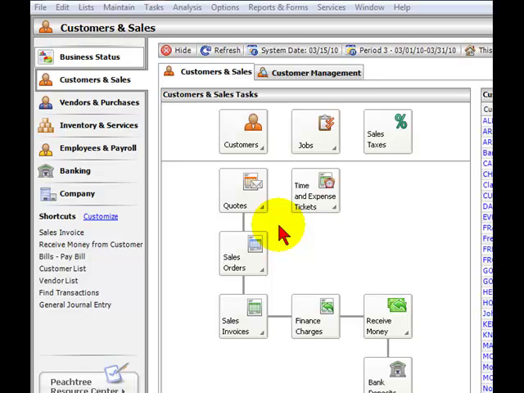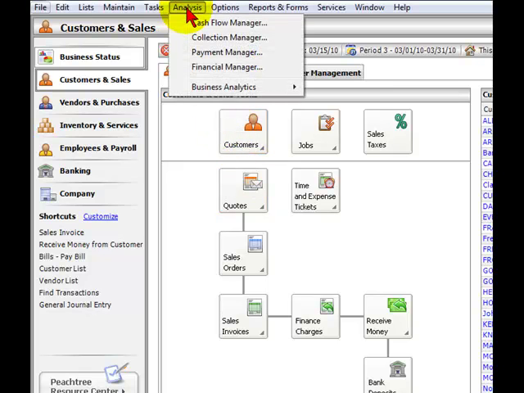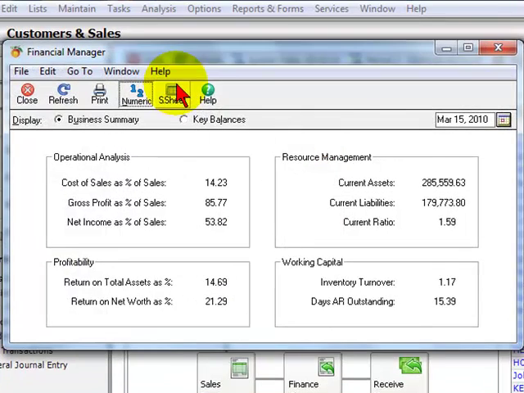In this section, we're going to go over some key accounting ratios. Ratios that can be useful in providing information as to the health of the company and things that may need improvement. And to do this, we'll look at some of these ratios. We'll go to Analysis, Financial Manager, and you'll see here we have various percentages and ratios that can be used to help diagnose possible problems and causes for change.